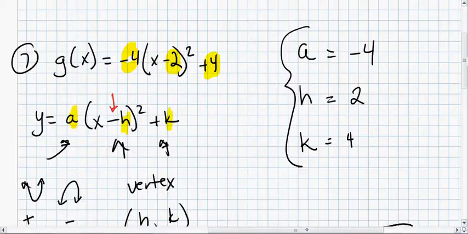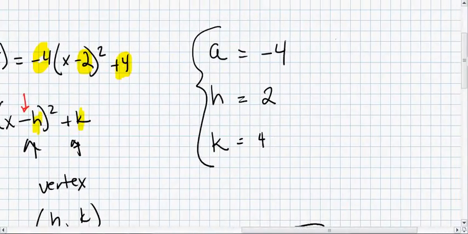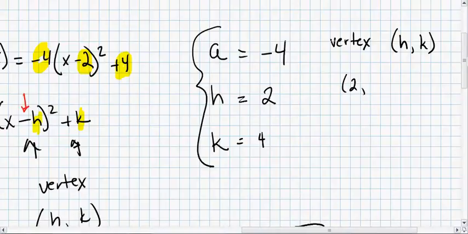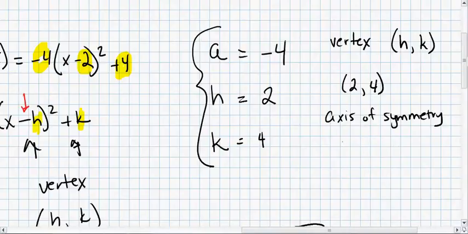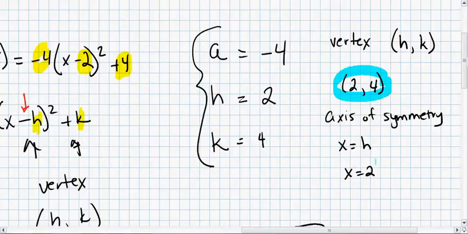This is my first step. Second step is going to be to write what the vertex is. So the vertex is always going to be whatever h is and whatever k is. So the vertex of my parabola is 2, 4. And I need to find my axis of symmetry. So that'll be x equals whatever h is, right? And h is 2, so my axis of symmetry is x equals 2. And now I'm going to put this piece of information and this piece of information on my graph.